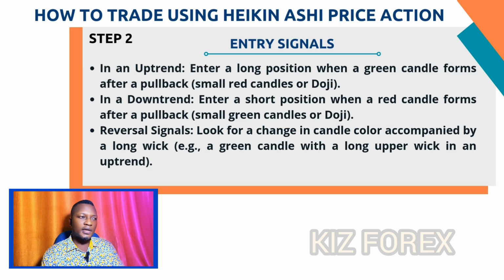Step 2. Entry signal. In an uptrend, what you should be doing is entering a long position when a green candle forms after a pullback. When you are in a downtrend, what you should be doing is entering a short position when a red candle forms after a pullback. And when it's a reversal, look for a change in the candle color accompanied by a long wick of either the green or the red on the upper or the lower side.